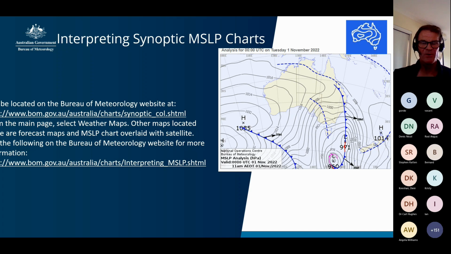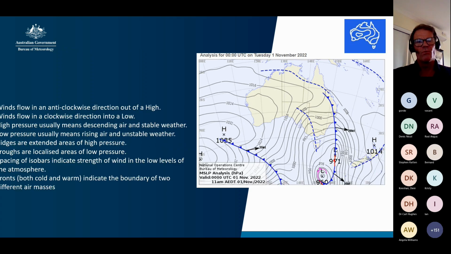So, things to look at when you're looking at an MSLP chart. Wind flows in an anti-clockwise direction out of a high. So it doesn't actually directly follow the isobars around. They flow anti-clockwise and away from a high. Now, in this case here, we had a high that was lying just to the southwest of Perth. And so the winds that you would expect around Perth or the west coast of Western Australia would be roughly southerly, I would think, from here, because the winds are trying to go in an anti-clockwise direction around that high, but they're also trying to flow out of that high. And so they roughly end up being around about southerly.